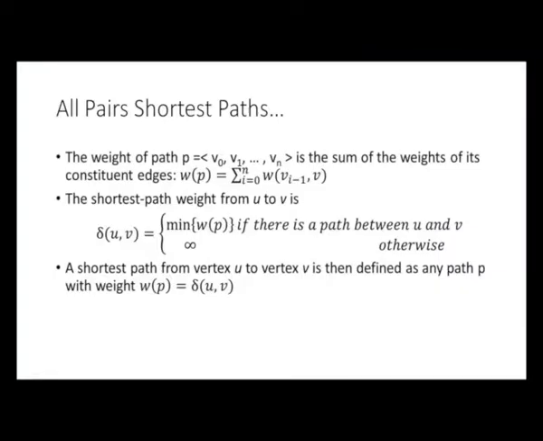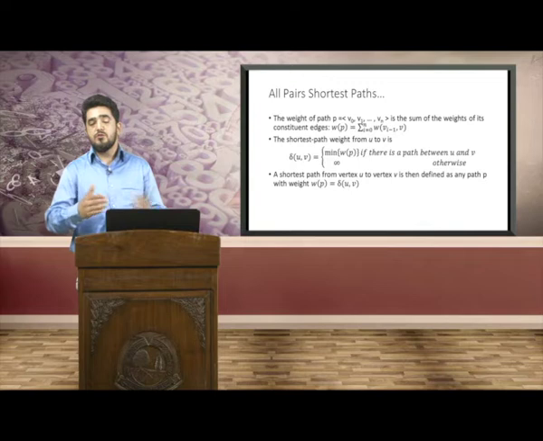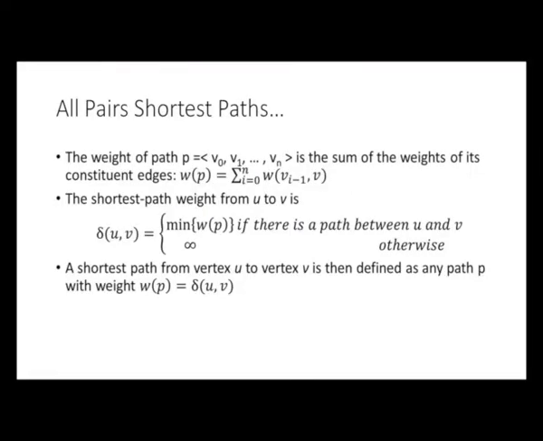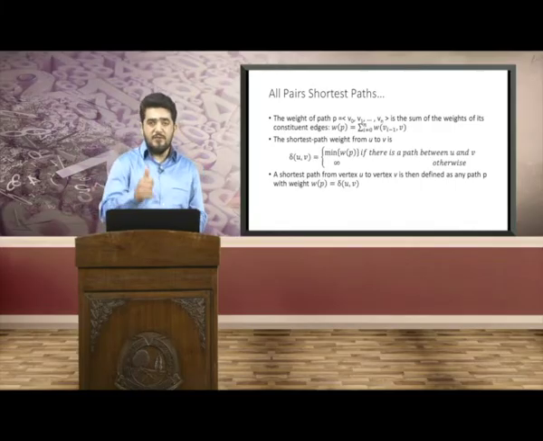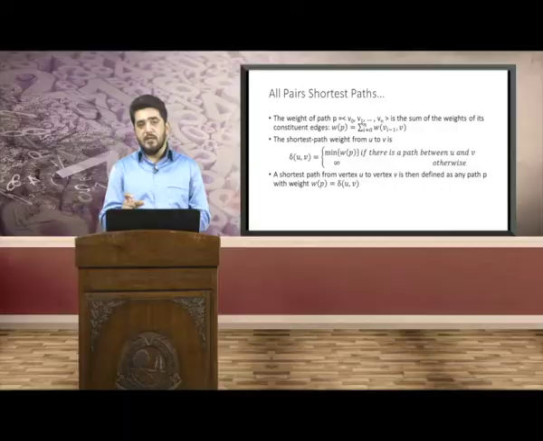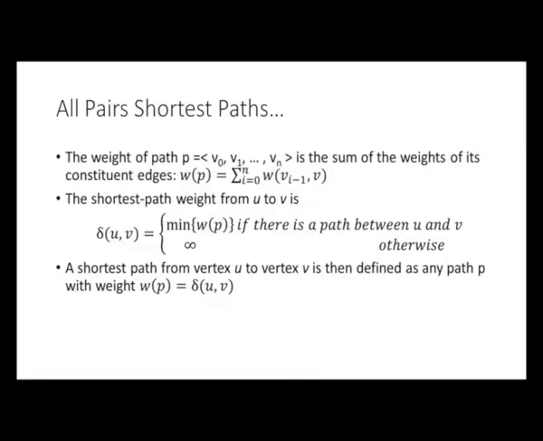So we will refer to a path between any two vertices as the shortest if its weight is the minimum of all the paths between those two vertices. Between a pair of vertices, a path is shortest if its weight is the minimum of all possible paths between that pair of vertices. That is what we are representing here.